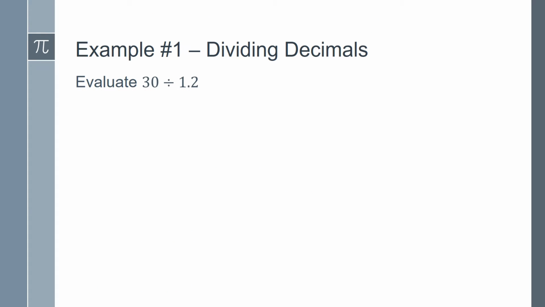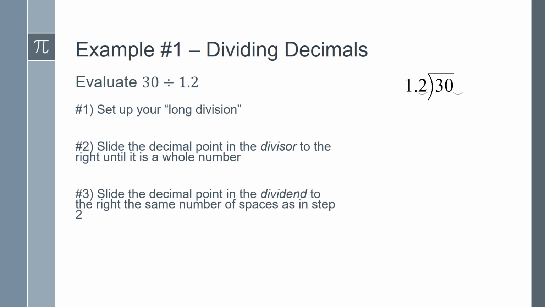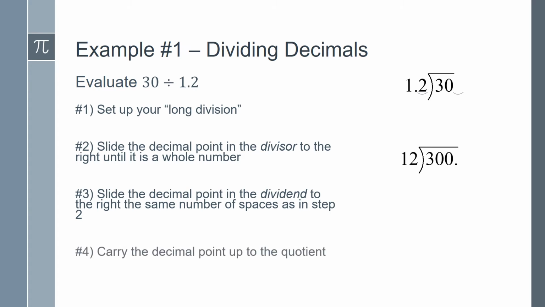For example number 1, we'll need to evaluate 30 divided by 1.2. We'll start by setting up our long division problem, and then we'll slide the decimal point in the divisor to the right until we have a whole number, which means we once again slide it by one spot. We need to do the same in the dividend. Notice that there's a missing digit, so when we rewrite, we'll fill it in with a 0. You'll also notice that I did write the decimal point at the end of the whole number, so that I can do step 4 and carry the decimal point up to the quotient.